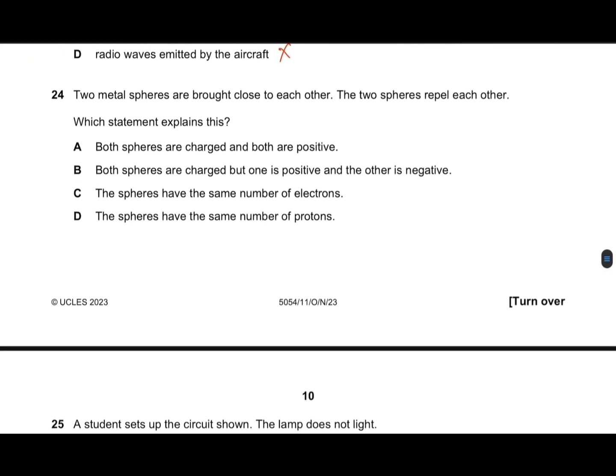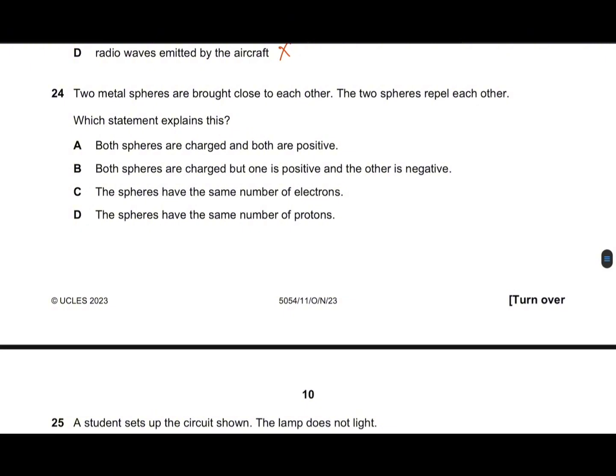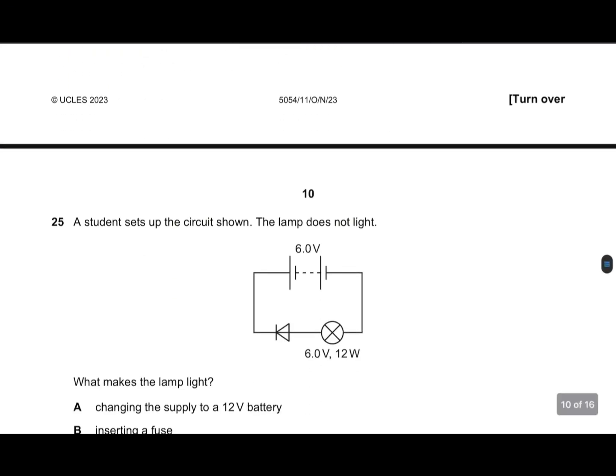Two metal spheres are brought close to each other. The two metal spheres repel each other. Both spheres are charged and both are positive. Now we cannot say for sure that both of them are positive, but this could be a possibility, because they are similar. Both spheres are charged, but one is positive and one negative: this is not possible because opposite kinds of charges will attract instead of repel. The spheres have the same number of electrons: the number of electrons does not mean anything. The spheres have the same number of protons: this does not mean anything either. The correct option that we have is A.